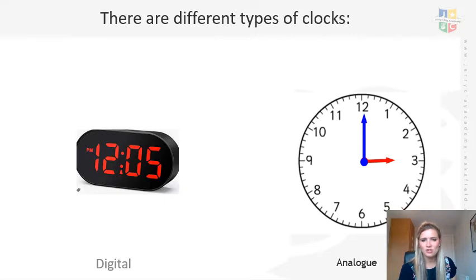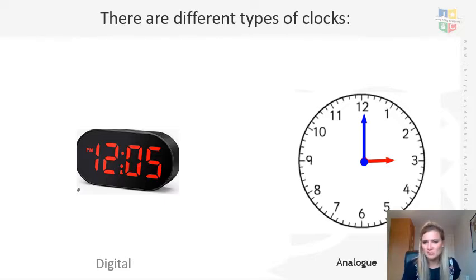Now I'd like you to just have a talk with your parents or just have a think to yourself, when have you seen these different types of clocks? So when have you seen a digital clock, which is the one on the left, which says 12:05, and when have you seen the analog clock, which actually has the hands on it? I'd like you to pause the video now and just have a think about this.